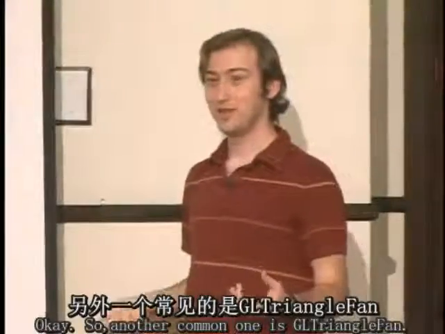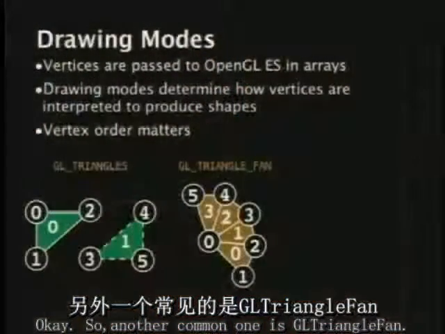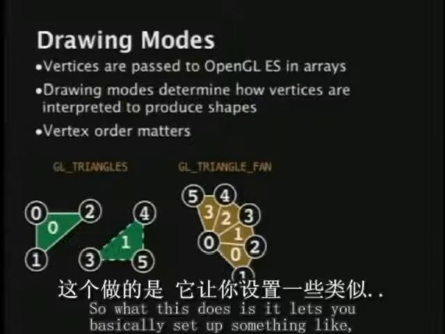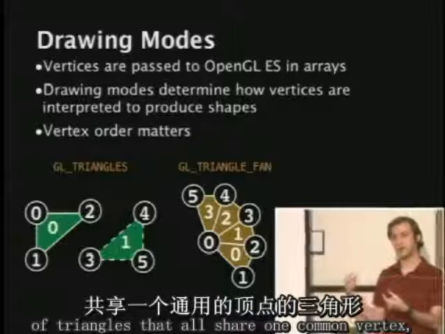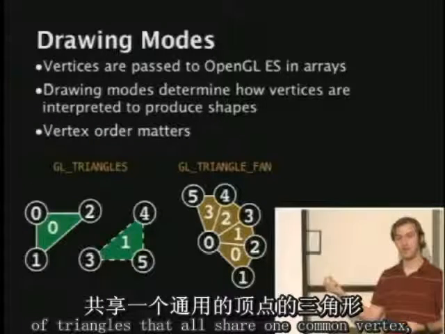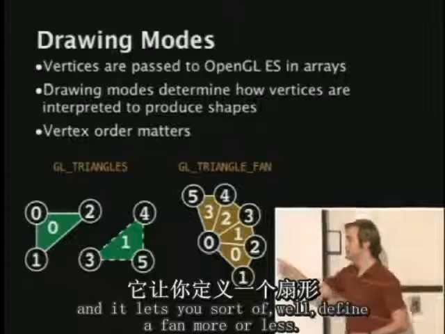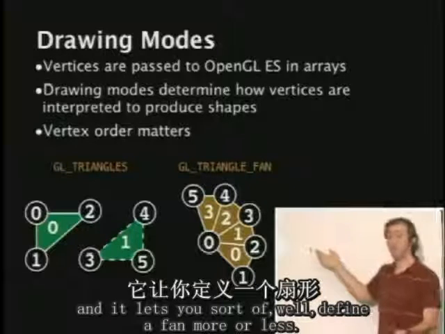OK. So another common one is GL triangle fan. What this does is it lets you set up something like a table or a cylinder, or any time when you have a whole bunch of triangles that all share one common vertex. And it lets you define a fan, more or less.